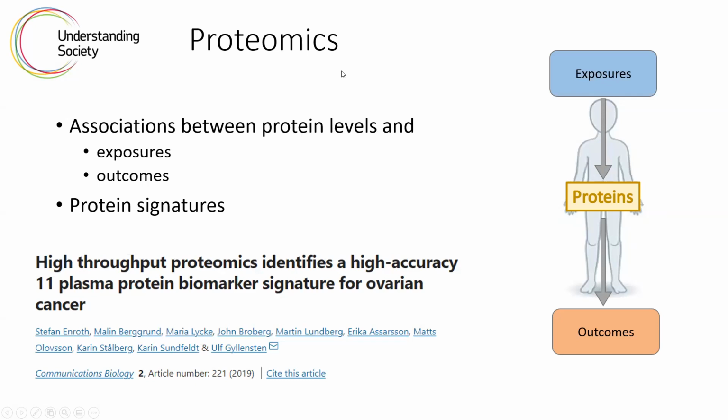Now, proteomics is a slightly younger field than genomics, so we're still getting an idea of using protein signatures in the same way as polygenic scores and things. But this is happening. Someone's developed a protein biomarker for ovarian cancer, which comes from 11 different proteins. So we're hoping that there can be more things like this that are useful.